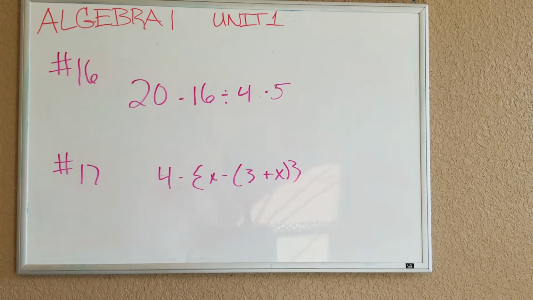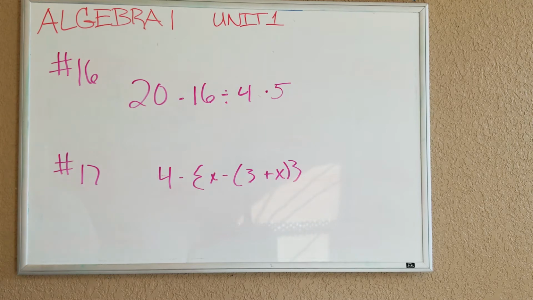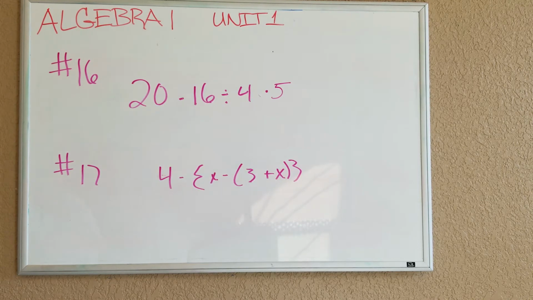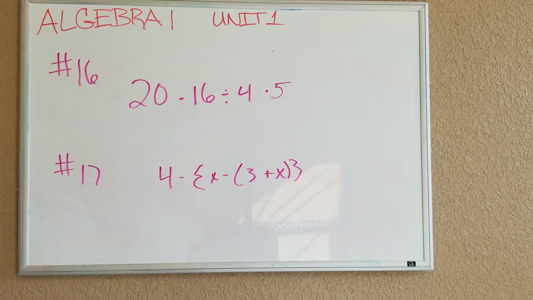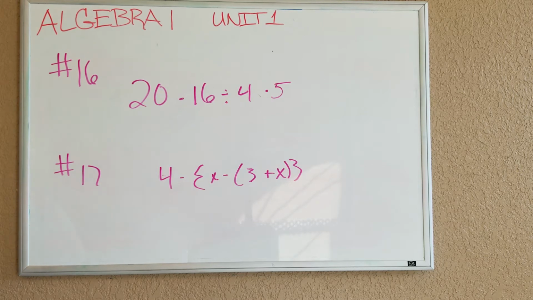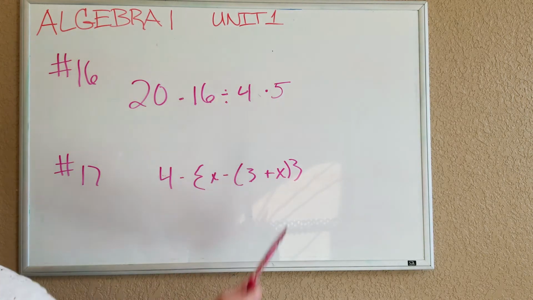Okay, problem number 16, they want you to find the value of 20 minus 16 divided by 4 times 5. So again, this is an expression with the order of operations. Which one do I do first? The subtraction, the multiplication, or the division, right? So again, we're going to do PEMDAS.